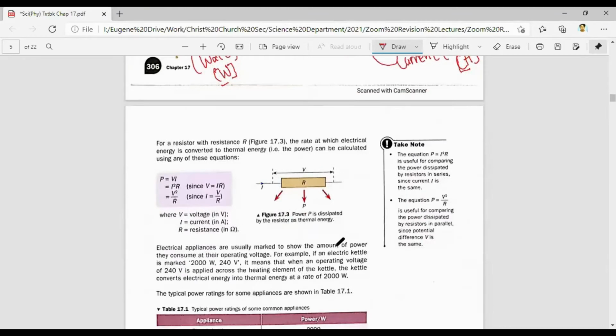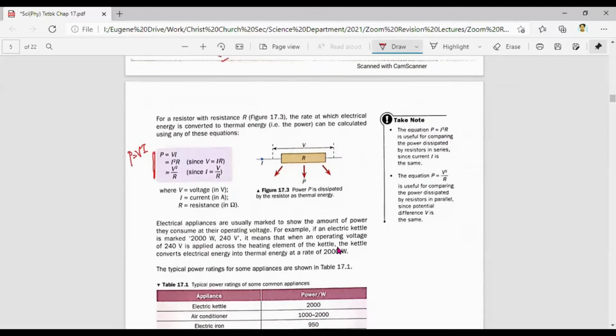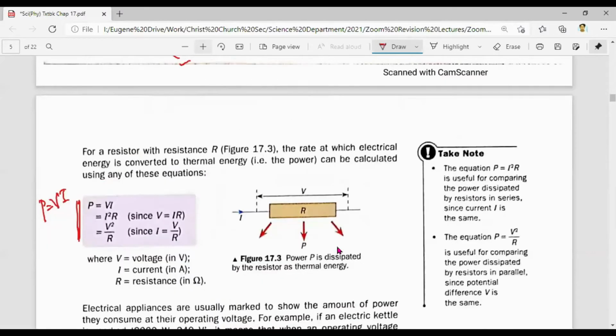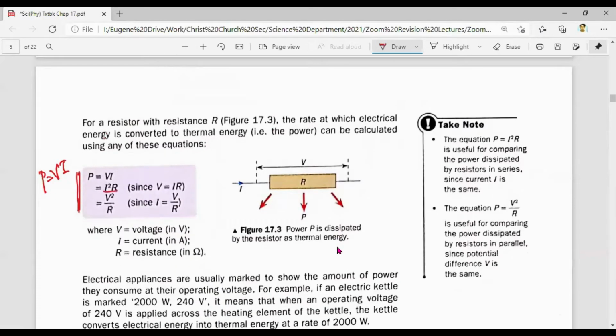Now, this is actually another variant. Other than P equals V times I, by using V equals IR or I equals V over R, you can convert the formula to two other forms, which you can see here. Let me zoom in a little bit. P equals I squared R, P equals V squared over R, and P equals IV. All these three formulas are actually the same thing. They're used to calculate power.